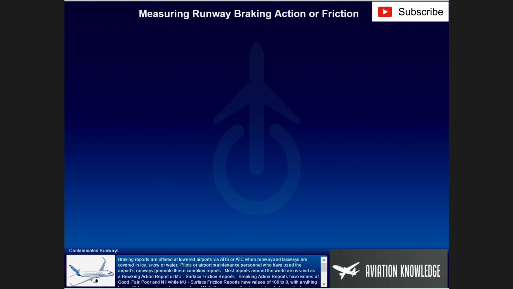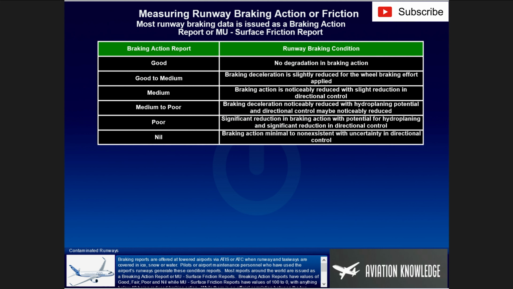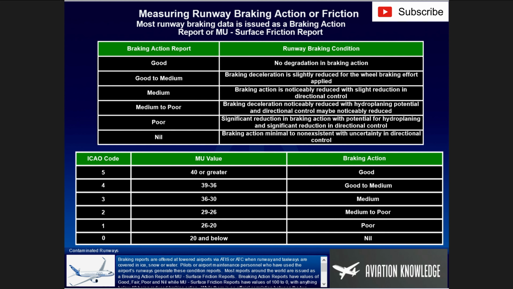Braking reports are offered at towered airports via ATIS or ATC when runway and taxiways are covered in ice, snow, or water. Pilots or airport maintenance personnel who have used the airport's runways generate these condition reports. Most reports around the world are issued as a braking action report, or MU, surface friction reports. Braking action reports have values of good, fair, poor, and nil, while MU, surface friction reports, have values of 100 to 0, with anything below 40 being reduced braking action.